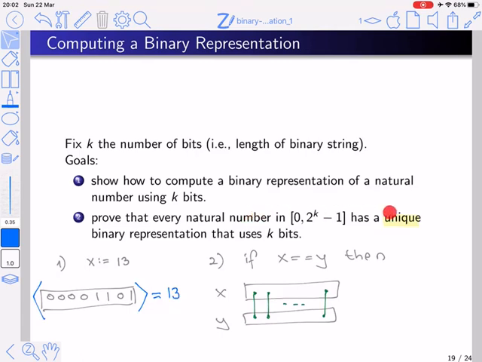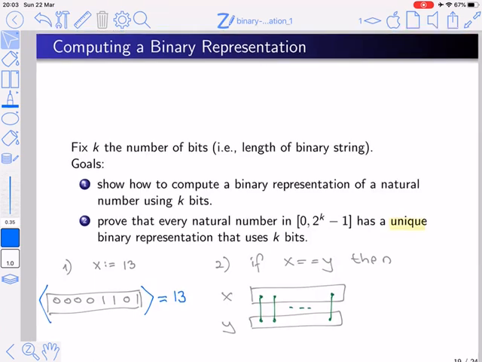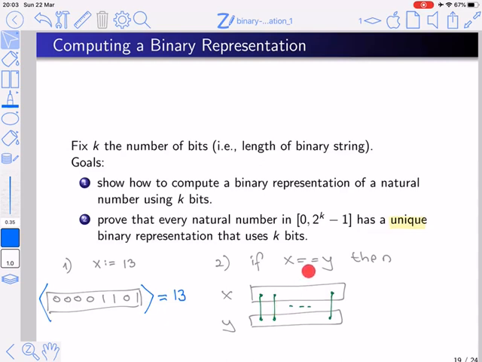The second issue that deals with uniqueness of representation is important because of the following situation. Suppose you write an if statement that compares the value of x and y, and if the values represented by x and y are equal, then you do something. Now, one way of comparing the values of x and y is to take the binary strings that represent x and y and compare them bit by bit. If all the bits are identical, then clearly they represent the same number. But is it possible that these two binary strings are different and yet they represent the same number?